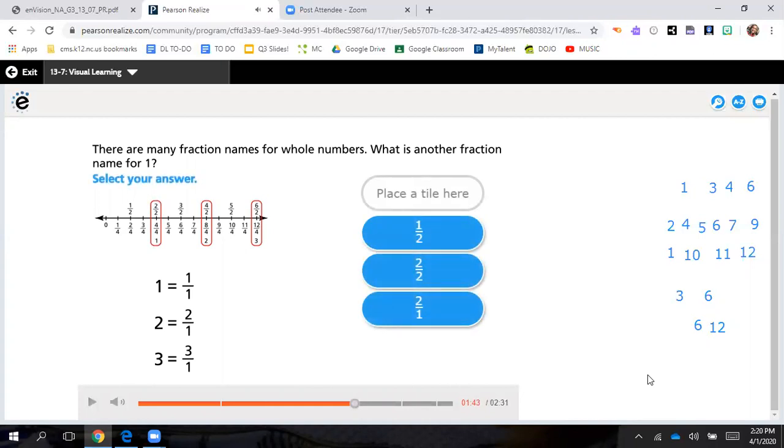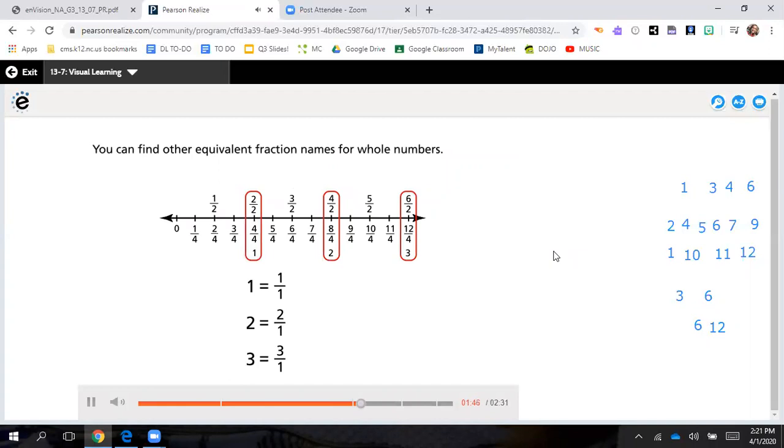Select your answer. So I'm going to be selecting an answer, and I'm looking for what is another fraction name for 1. So I'm going to look at 1 whole, and I can see that I have 4/4. That's not an answer. So I'm going to go back, and I'm going to say, oh, I have 2 halves, or 2 over 2 is equal to a whole.